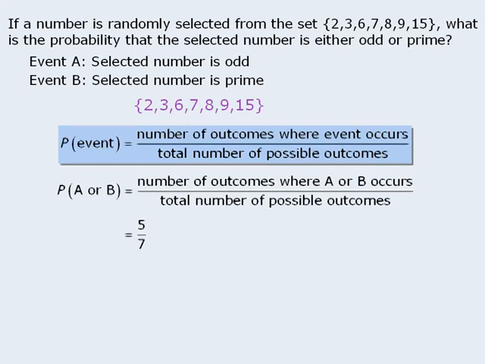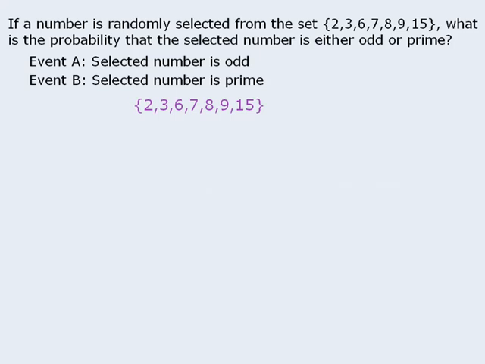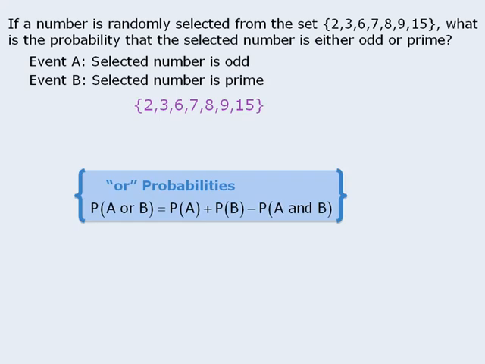Now let's examine a second way to solve this question. To do this, we'll introduce a new formula that can be used with probability questions involving the word OR. Here we see that the probability that event A or event B occurs is equal to the probability that event A occurs plus the probability that event B occurs minus the probability that events A and B both occur. Let's use this formula to solve our question. To do so, we'll need to determine the probability that event A occurs, the probability that event B occurs, and the probability that event A and B occur together.